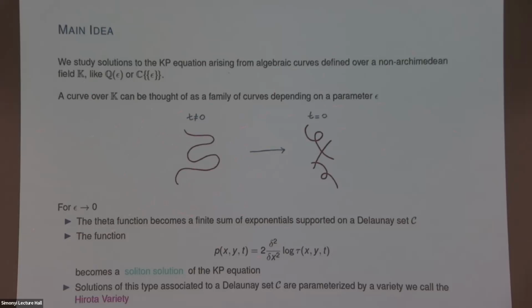And so really, you can also think of this as us trying to find a way to assign solutions to the KP equation starting from nodal curves. And then we study what happens to the Riemann matrix, and then the Riemann theta function, and then the tau function and the KP solution in this limit. So the theta function becomes a finite sum of exponentials. It used to be infinite, but now it's supported on a very special set called the Delaunay set. I will not be defining this, but these are very special sets.